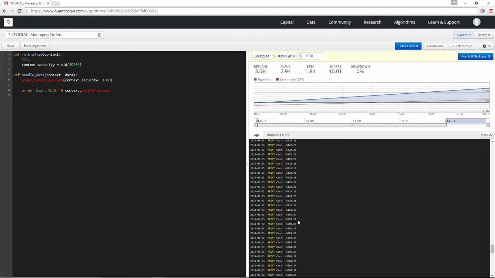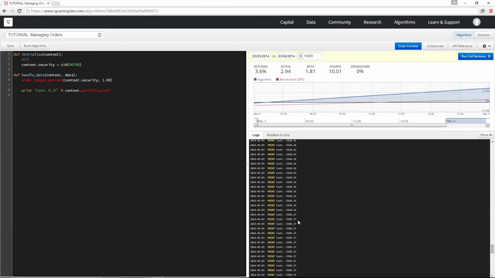Now, as to why we're ordering more than we expected, it really boils down to the fact that order target percent does not incorporate open orders in its calculation of how many shares to order. As a result, using order target percent or any of the order methods that order to a target is going to lead to overordering. In turn, overordering is going to lead to a bunch of open orders left over at the end of the day.